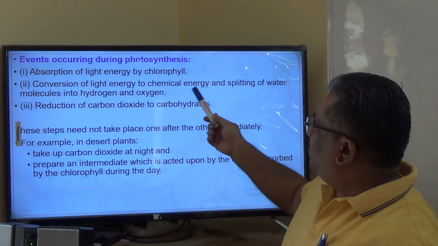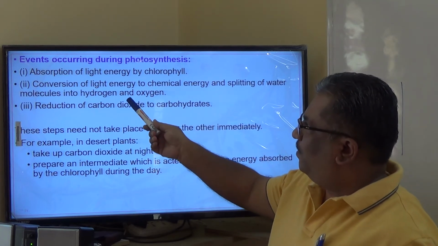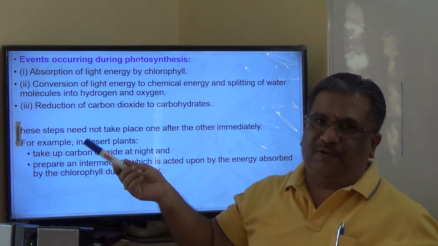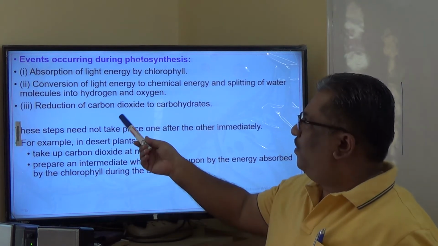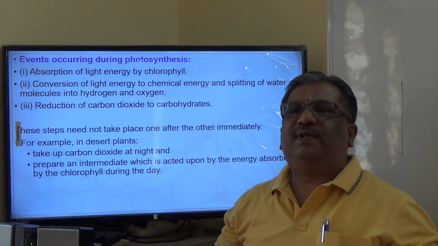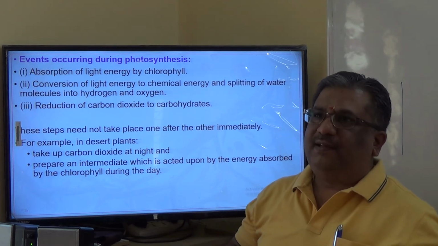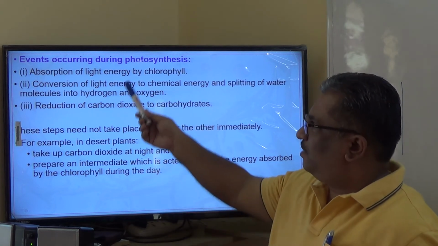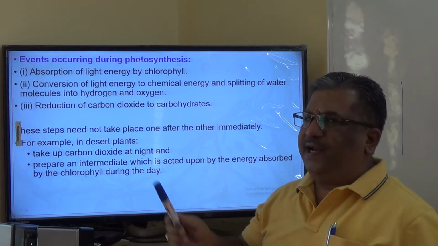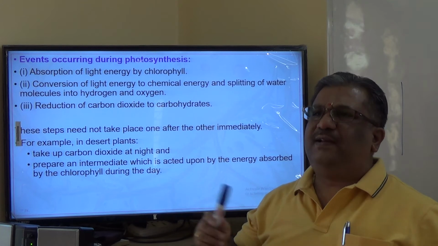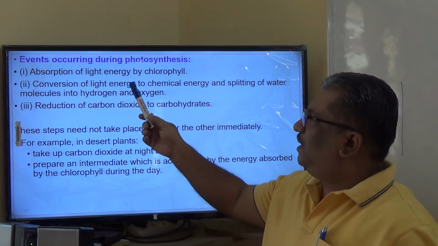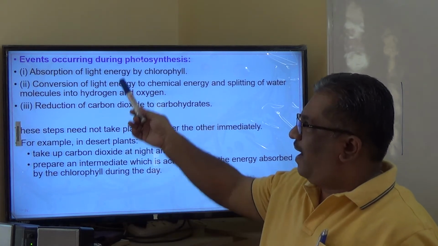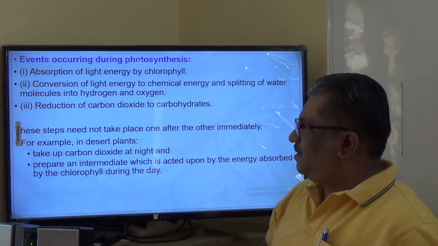Conversion of light energy to chemical energy and splitting of water molecule, that I explained, and reduction of carbon dioxide: whatever hydrogen is produced, that hydrogen along with carbon dioxide and electrons, the reduction process takes place and glucose is produced. So these are the three important steps generally. You need not explain much in detail. Generally the question asked will be, what are the events that take place during photosynthesis? So it is important that you must be able to remember this.